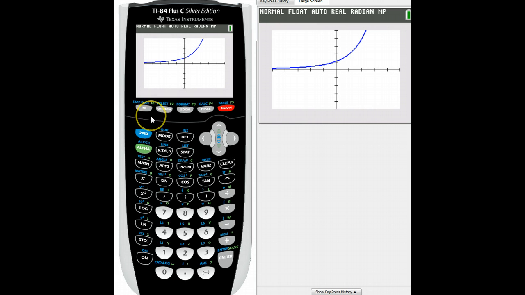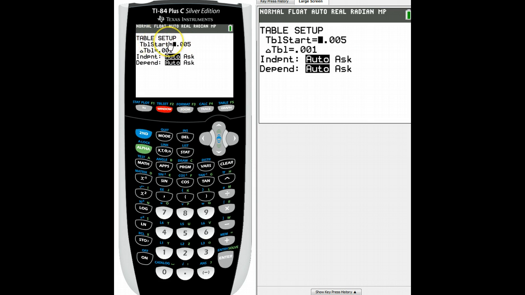So to make a table of values very close to 0, we're going to set the table. You can hit second, and then table set is the second function of window, and that will take you to this table setup. We're trying to figure out what's happening at 0, so we're going to start our table at 0. So let's put a 0 in for table start. And then this triangle table just means delta table, or the change in the table values as you move up and down the table. I like to do something very small like 0.0001 because that's very close to 0, and we're analyzing limits. We're trying to see what's happening very close to that limiting value.